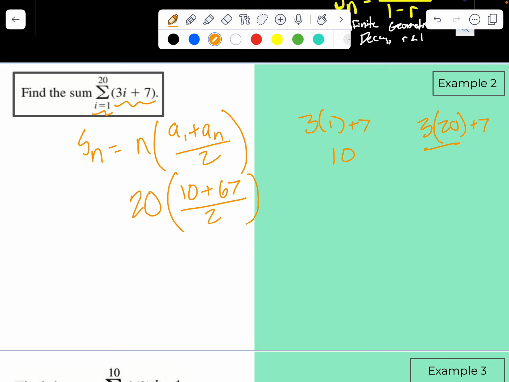Okay, so then I'm just going to type this whole thing in my calculator with the parentheses and everything. So 20 times 10 plus 67 over 2 would give me a sum of 770. Sorry, I'm just double checking. Perfect.